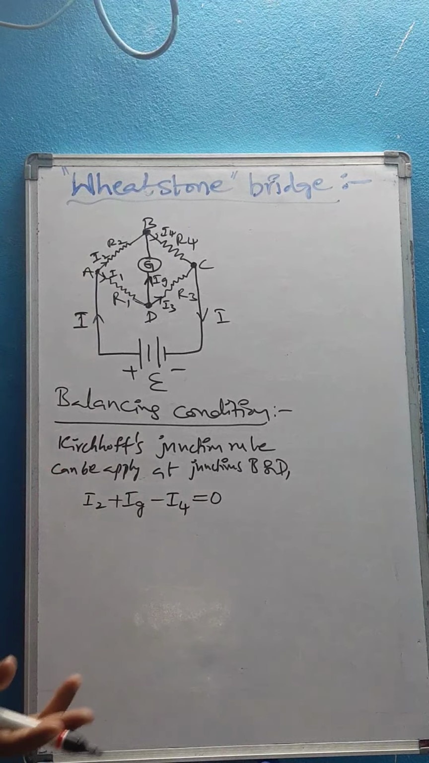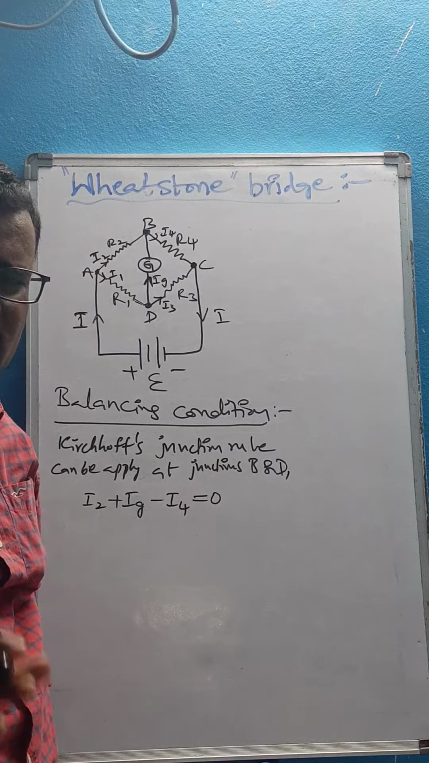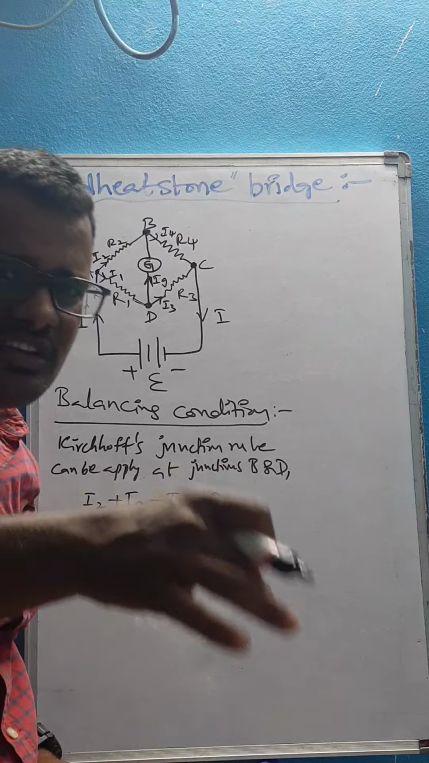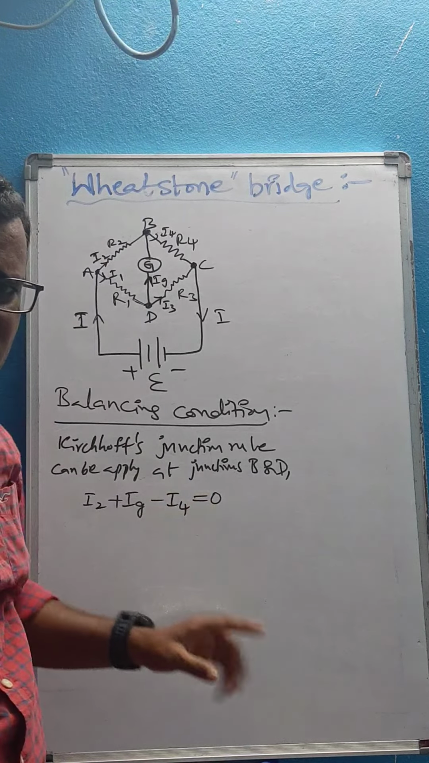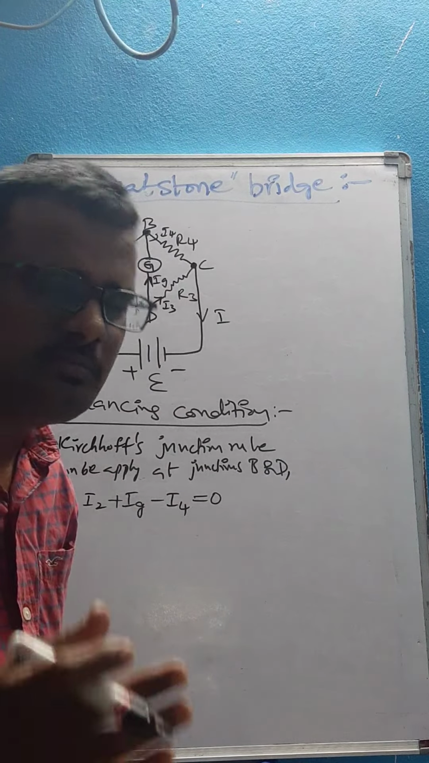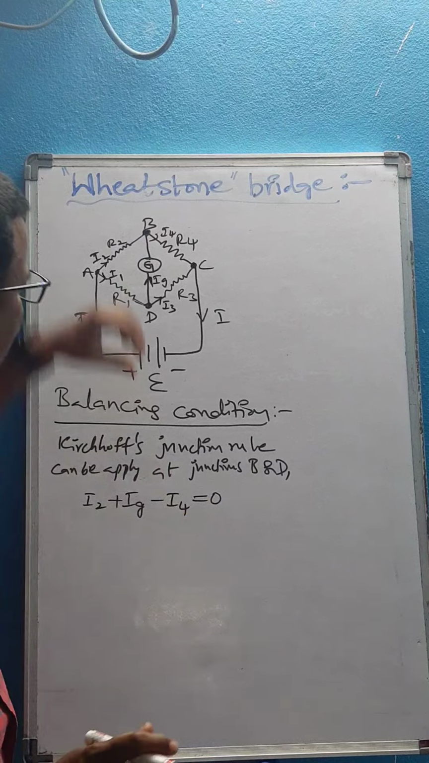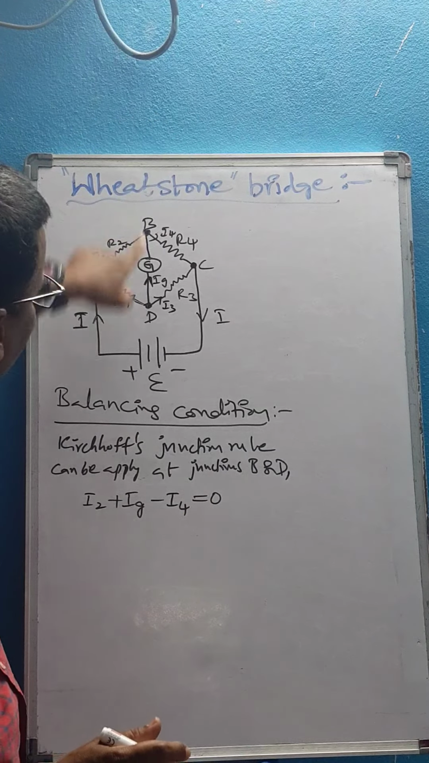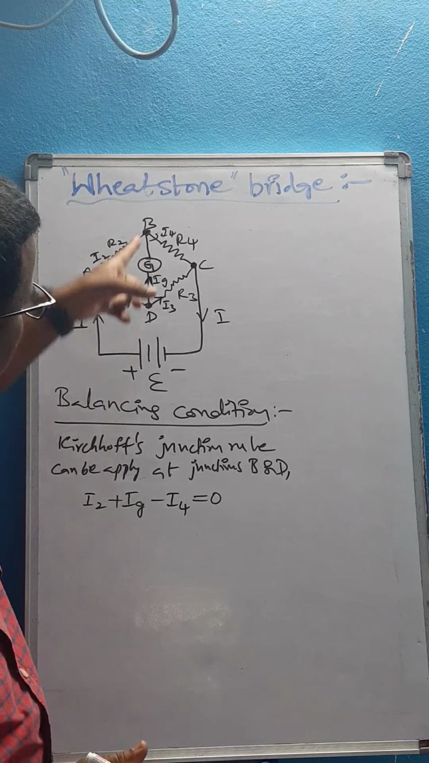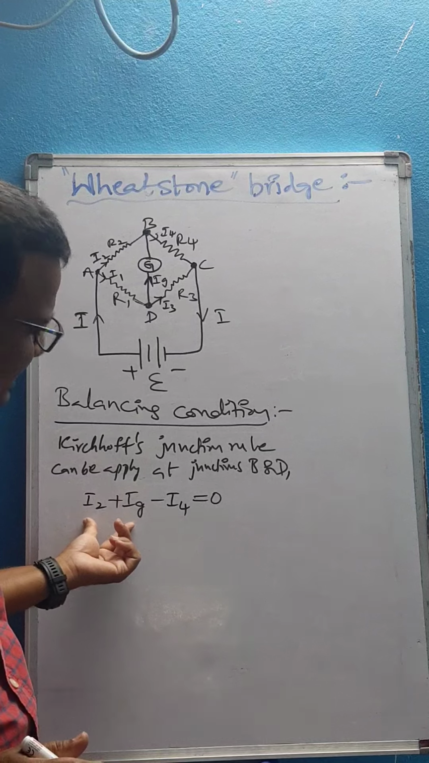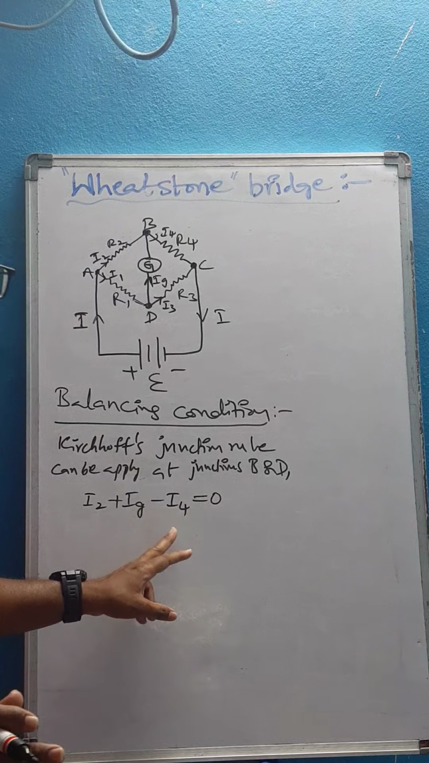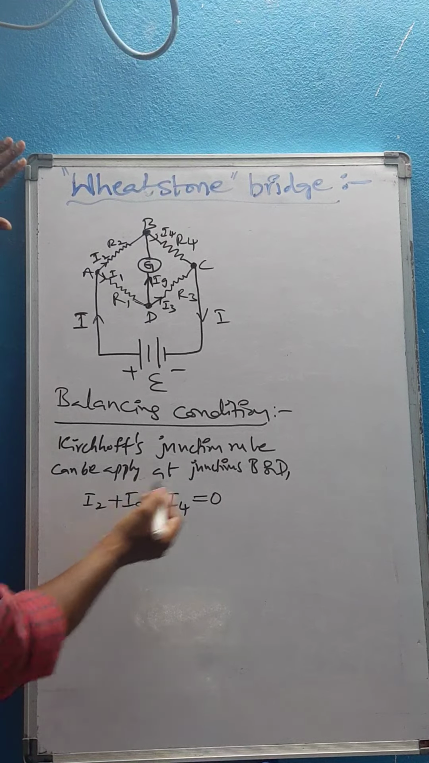So what is Kirchhoff's first law? The algebraic sum of the currents entering and leaving a junction is equal to 0. So according to Kirchhoff's first law, the entering currents can be taken as positive and the leaving currents can be taken as negative. Is it clear? So at junction B, I2 and Ig, the galvanometer current, are entering. So both are taken as positive. But I4 current is leaving. So I4 can be taken as negative. This is at junction B.